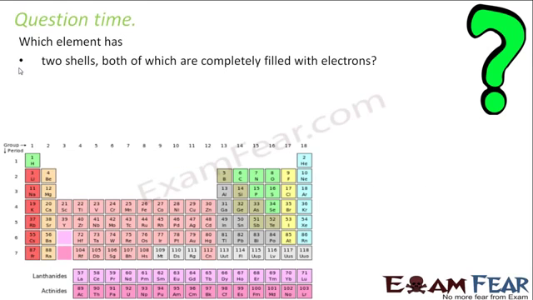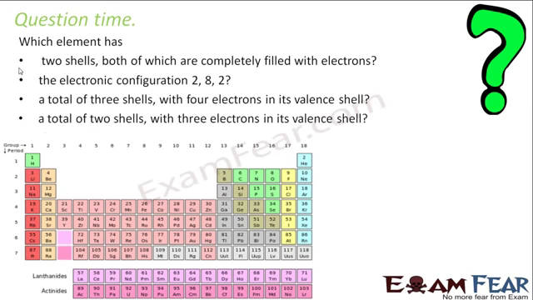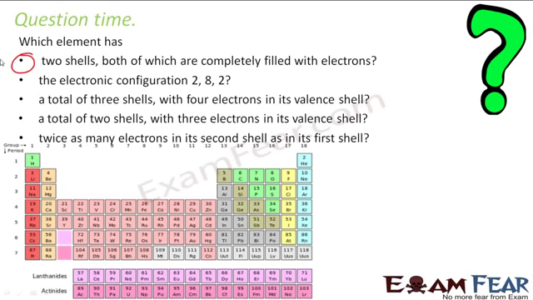Which element has two shells, both of which are filled with electrons? That's the first question. Then I have second, third, fourth and fifth question. To answer all this, let's take the first question. Two shells both of which are filled with electrons. That means the electronic configuration is 2, 8, right? Because there are two shells and both are filled. 2 plus 8 is 10. So the atomic number 10 is neon. So this neon is my answer.